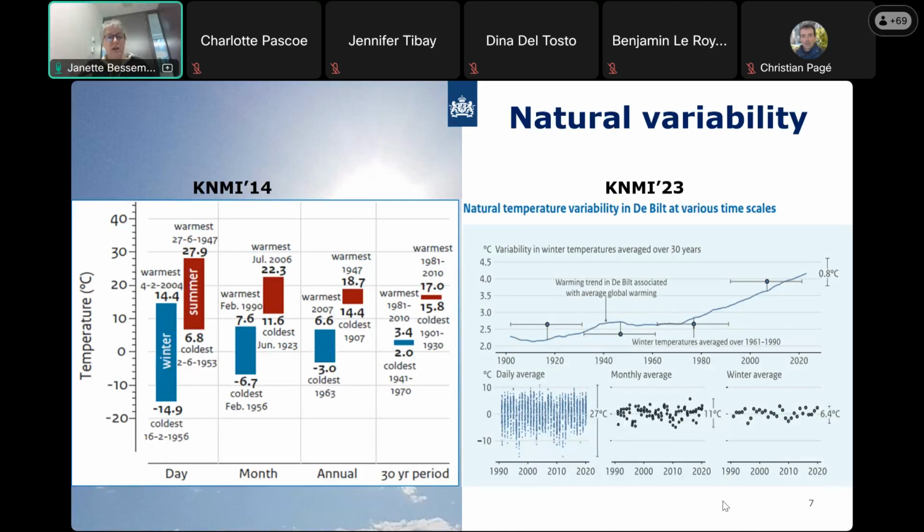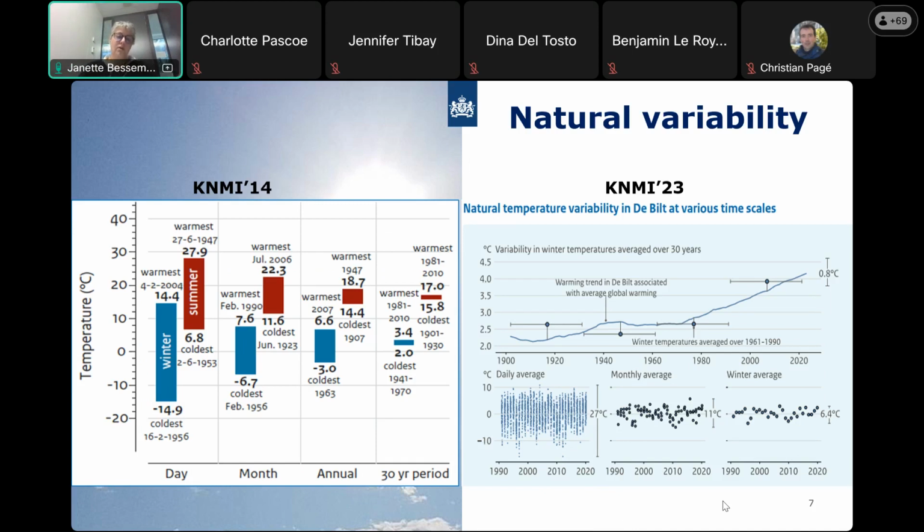Okay, then another type of uncertainty that we communicate about is the natural variability. On the left side, you see the figure that we used for the former climate scenarios in the Netherlands. That was to explain the difference between different time scales. So you can have a lot of uncertainty, or variation, that's a better word in this case, between daily temperatures. But if you look at it from a climate perspective, then you want to look at a 30-year period and compare it with another 30-year period. And then the variation becomes much smaller.